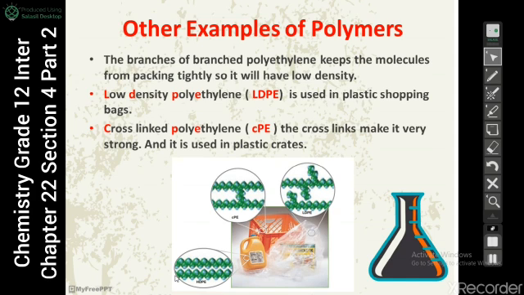So HDPE, which is a linear, long chain of ethylene, high density polyethylene, is used in plastic bottles for juice or milk. Then LDPE, a long chain with branches, low density polyethylene, we can use it in plastic bags. Then two chains with a cross-link. They are linked with atoms. So this is CPE. The cross links make it very strong, so we can use it in plastic crates.